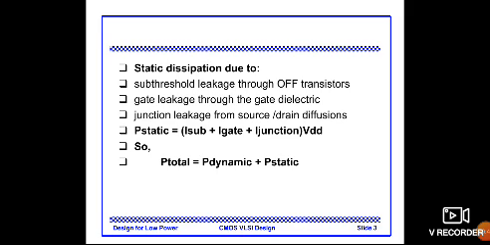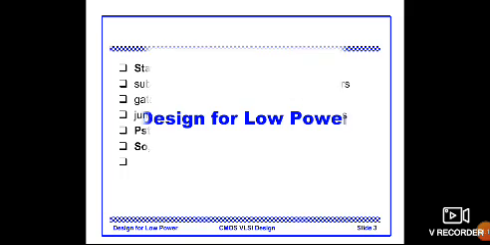Static dissipation is due to threshold voltage leakage, threshold leakage through off transistors, and also due to gate leakage through dielectric and junction leakage from source or drain diffusion. It makes a formula: P static equals I sub plus I gate plus I junction, all multiplied by the voltage V. So P total equals P dynamic plus P static.